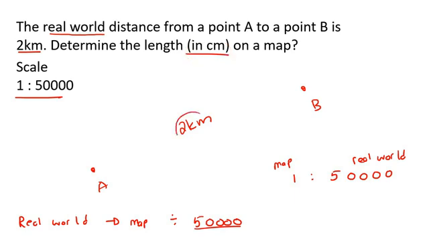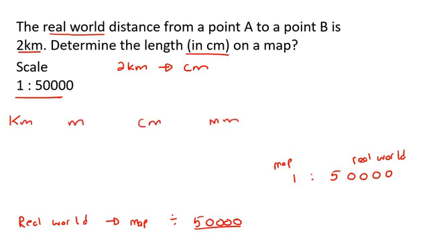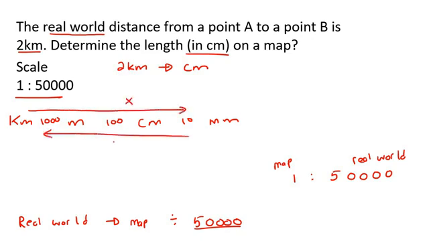But they want the answer in centimeters. So we're going to take this real world number and convert it to centimeters. So we need to know our conversions. Remember, when we're looking at distances, we've got kilometers, then meters, centimeters, and millimeters. The numbers in between are 1,000, 100, and 10. When you go this way, you multiply, and when you go this way, you divide. We're going from kilometers to centimeters, so we're going towards the right-hand side, and so we will multiply.